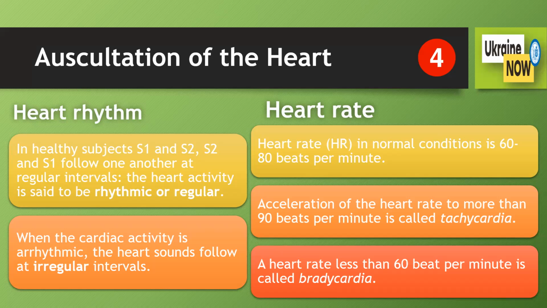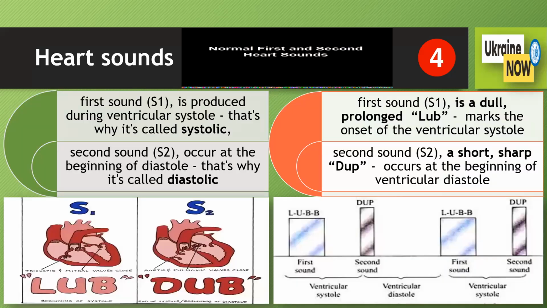Heart rate in normal condition is 60 to 80 beats per minute. Acceleration of the heart rate to more than 90 beats per minute is called tachycardia, and heart rate less than 60 beats per minute is called bradycardia. Next in the examination plan of auscultation is assessment of the heart sounds. The work of the heart is accompanied by sound effects, which are perceived by the ear and are conventionally called sounds. Normally, in healthy individuals, two sounds are heard at all points mentioned above.